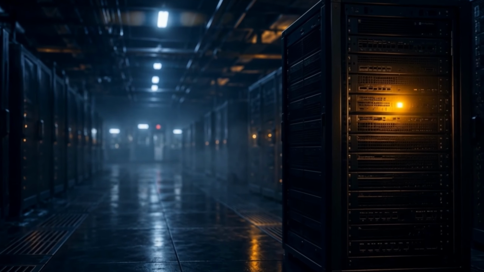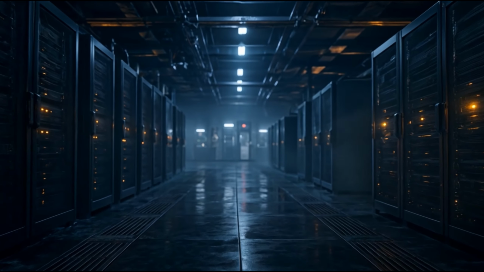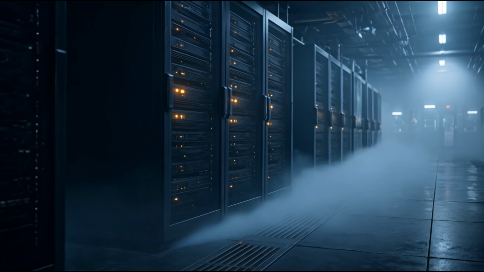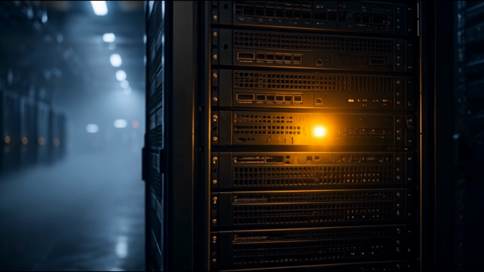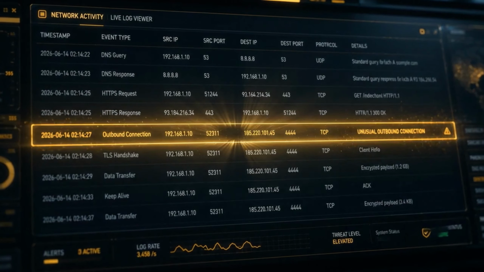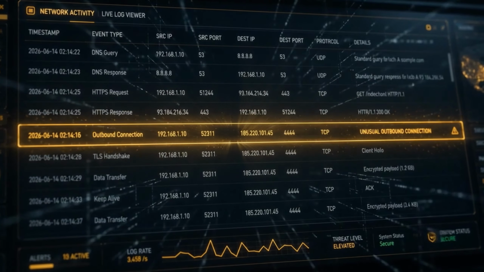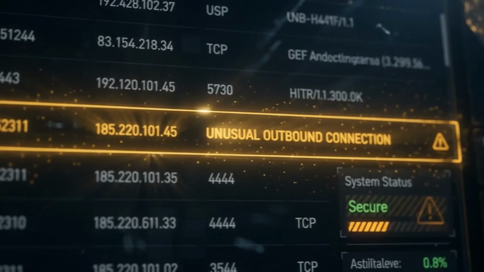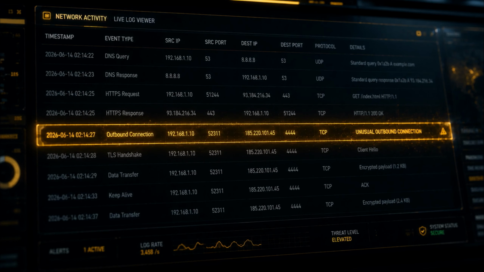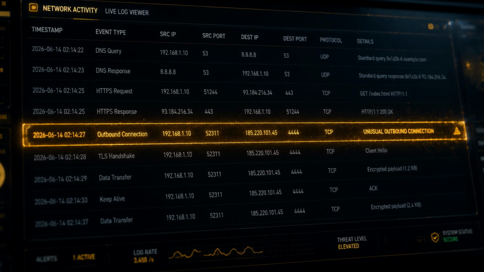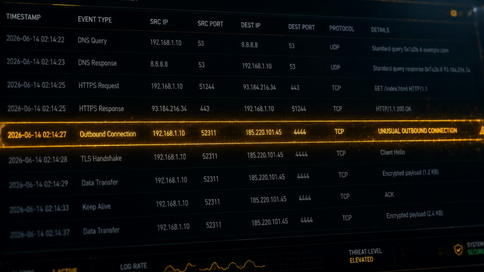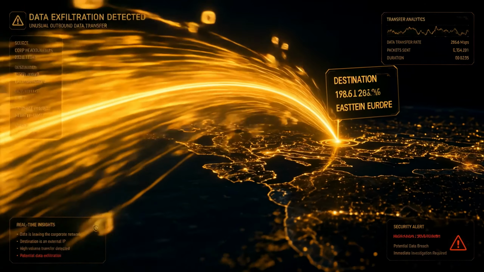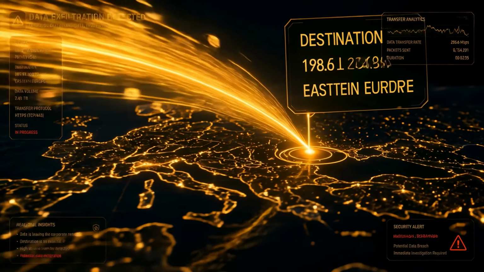It's 2:14 in the morning. Somewhere in a quiet room, a server that should be sleeping just sent 40 gigabytes of data to an IP address in another country. Nobody touched a keyboard, but on a SOC analyst's screen, one line lights up gold: an unusual outbound connection. To understand why that single line matters, why it's the difference between catching a breach and reading about it in the news 6 months later, you need to understand the thing underneath all of it.